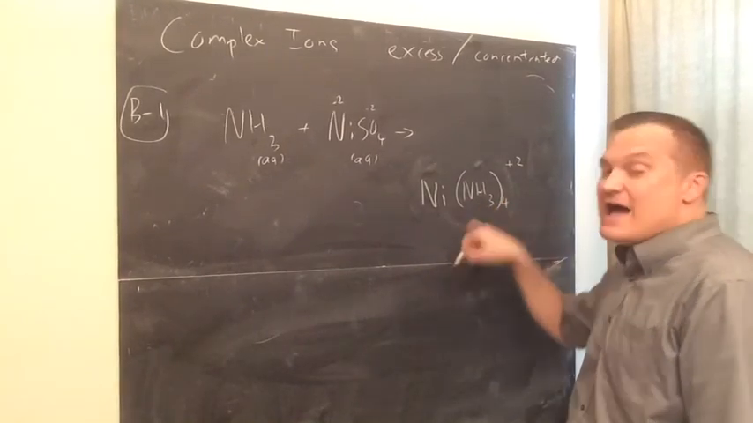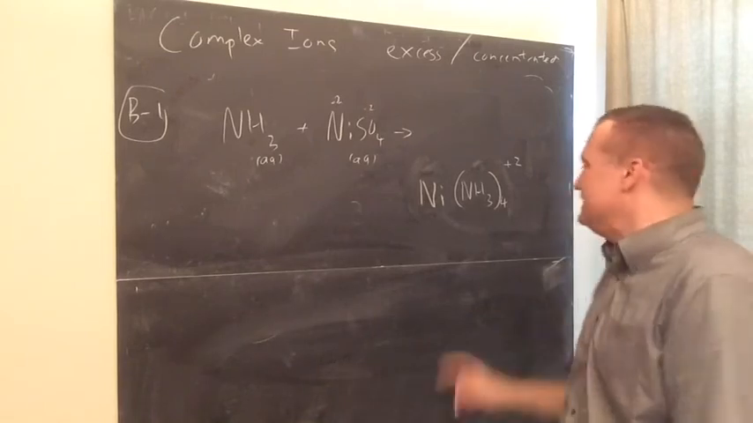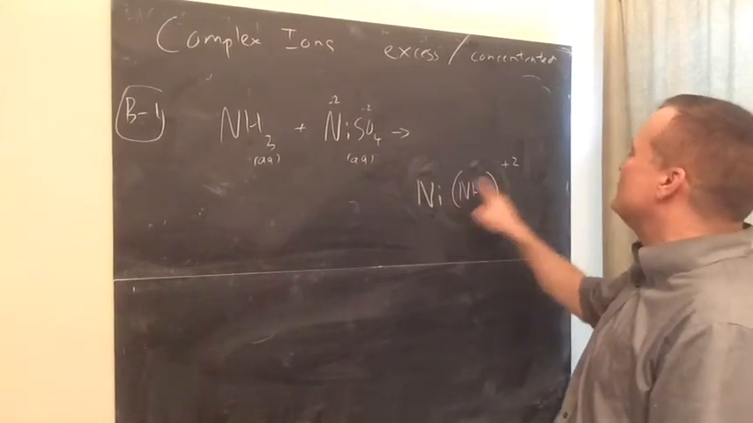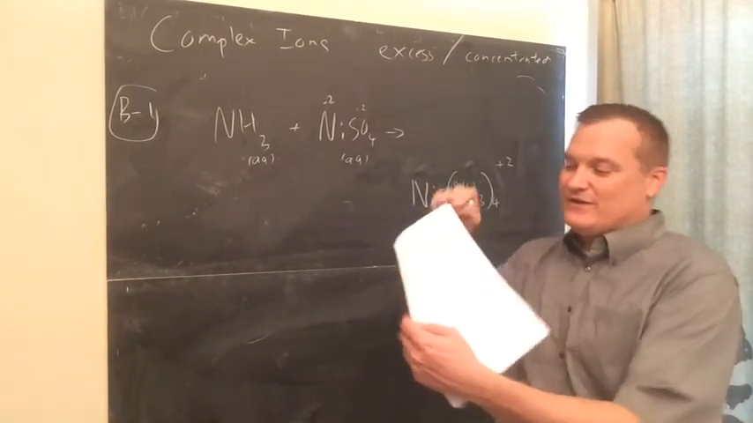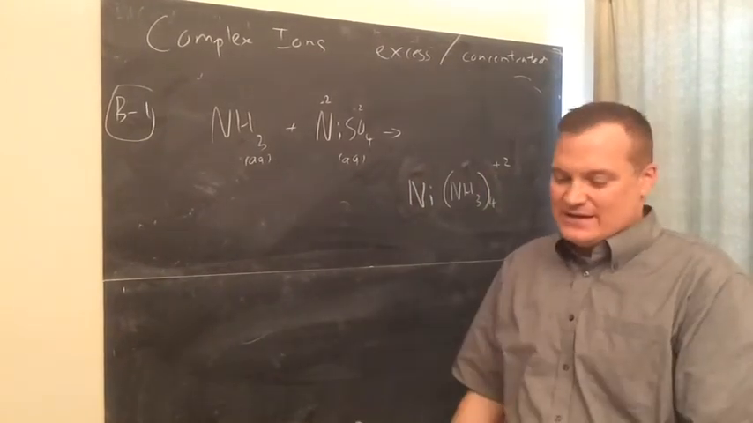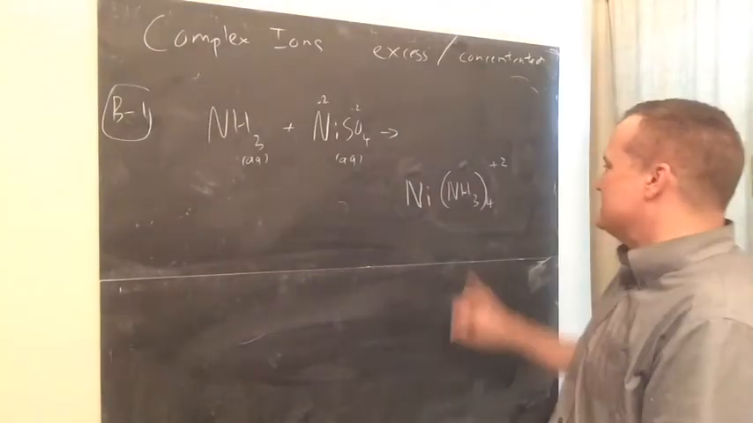Tetraammine, A-M-M-I-N-E, tetraammine nickel 2 ion. Tetraammine, it's on there, at the top there. Tetraammine nickel 2 ion is what you form.